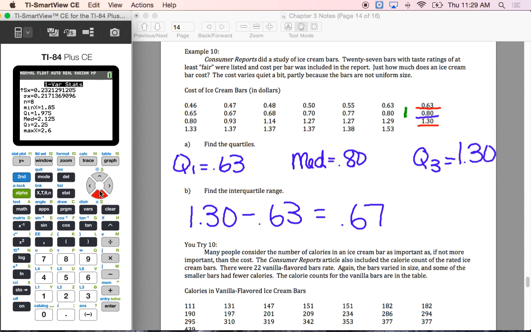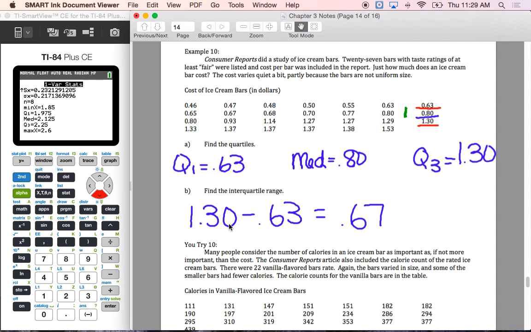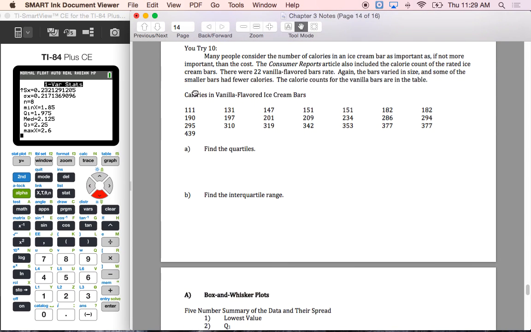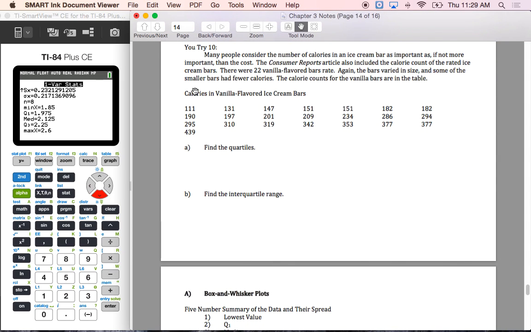Now you're going to do the same thing for number 10. However, there are 22 of them now. So you still want to find your median and then find your Q1 and Q3. Pause the video, see if you can do it on your own. If you need help, you can watch after you try, but pause it now.